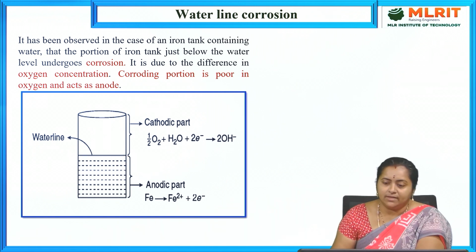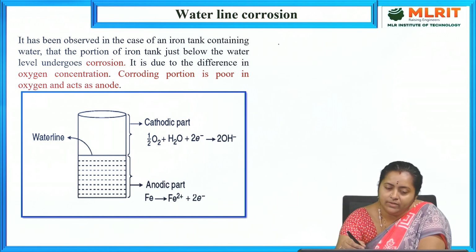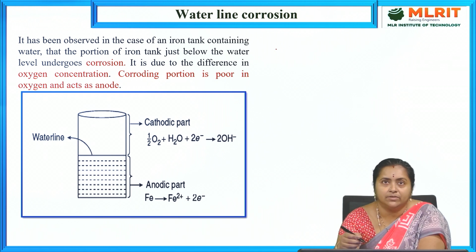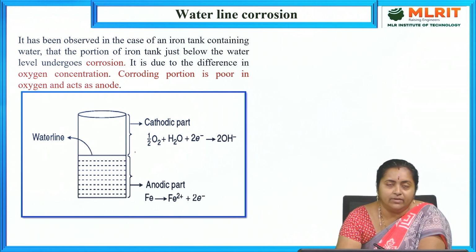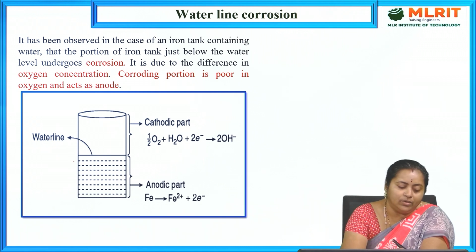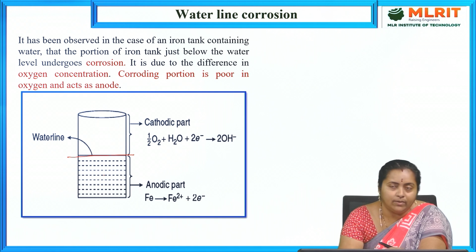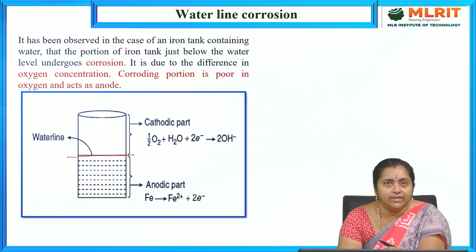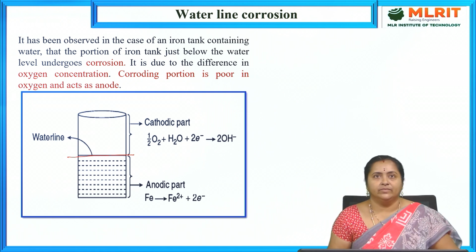A few more examples I am also going to explain about this waterline corrosion, or simply we will call it differential aeration corrosion also, because the concentration of available oxygen varies above and below the waterline. Above the waterline oxygen is more concentrated, below the waterline it is dilute in nature. That's why we call this differential aeration corrosion.